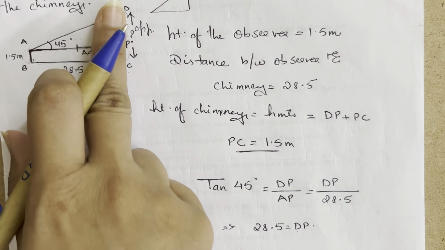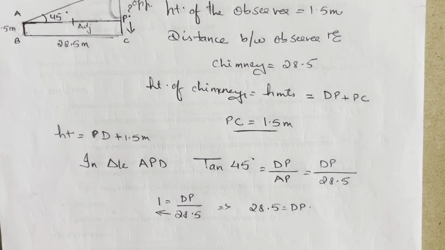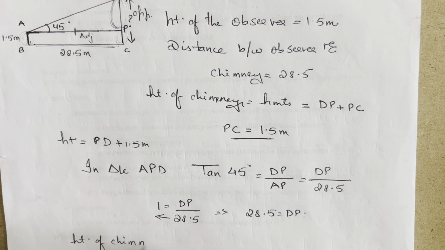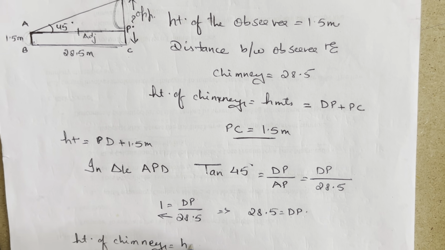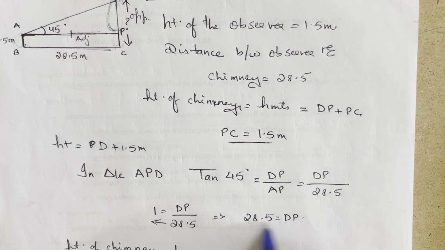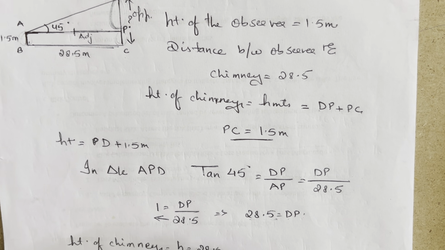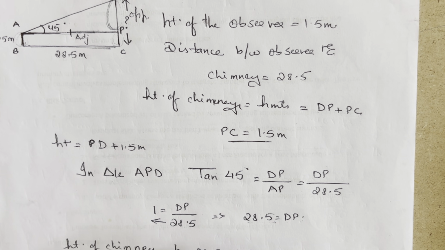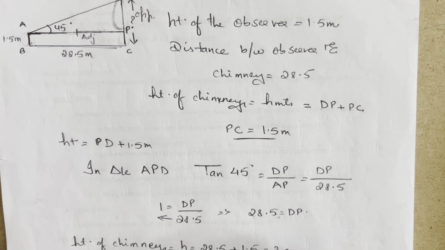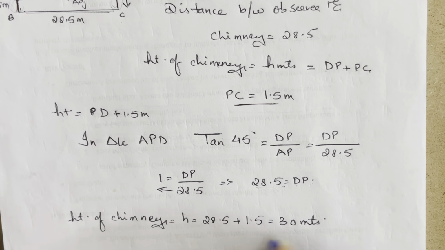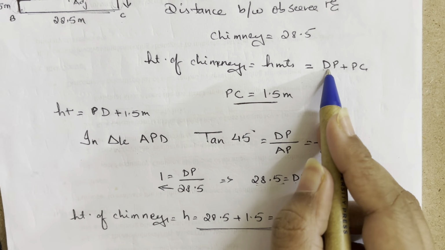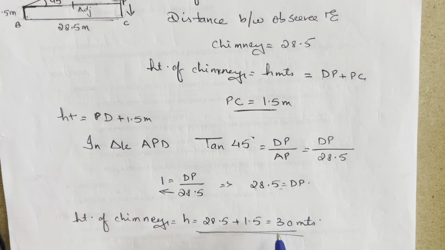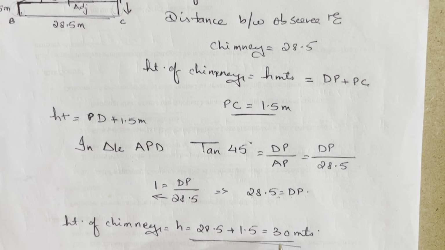Okay, so automatically the height of the chimney is going to be how much now? Height of chimney, which is h meters, was equal to DP plus PC. DP is 28.5 plus PC is nothing but the height of the observer, which is 1.5, and that becomes 30 meters is the height of the chimney. 28.5 from the DP, and PC is given to me as 1.5 in here, so that adds up to 30 meters is the answer for this one.